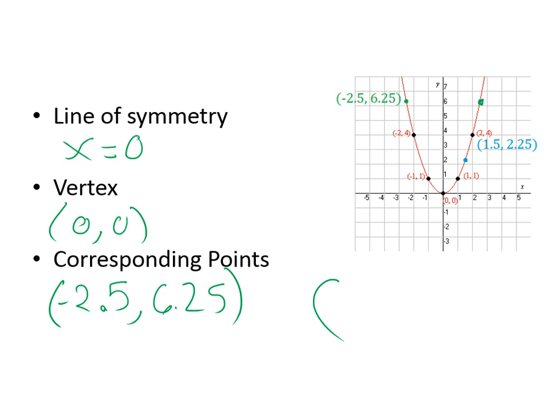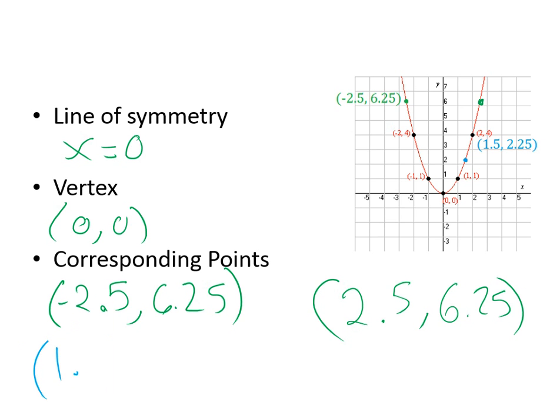And for this one, what you're going to do is find the distance between the axis of symmetry and the x value, and then add that to the axis of symmetry. So 0 minus a negative 2.5 is 2.5, plus 0 is 2.5. So it would be 2.5, and then the y value doesn't change. For your corresponding points, your y values do not change. They always stay the same.